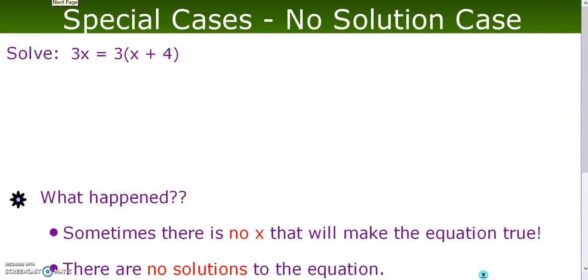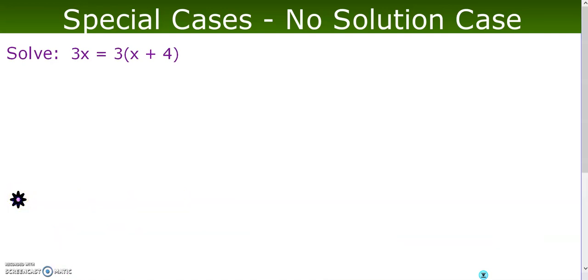Let's take a look at a different case. So let me hide that for just a second. In this special case, again, we're going to go ahead and draw our line down the equal sign. Look at the left side. Do I have anything to distribute or combine? No, I just have 3x. Look at the right side. I do have parentheses, so I'm going to go ahead and distribute.